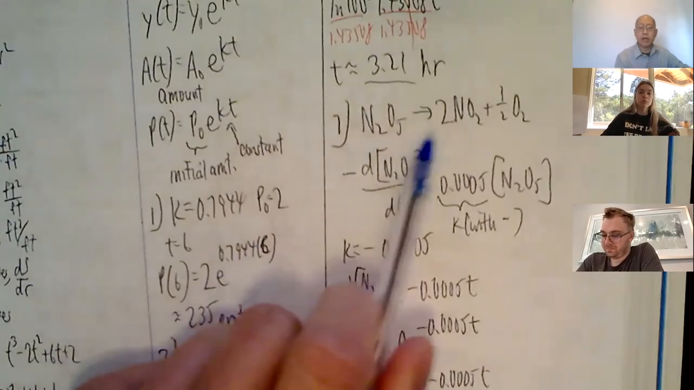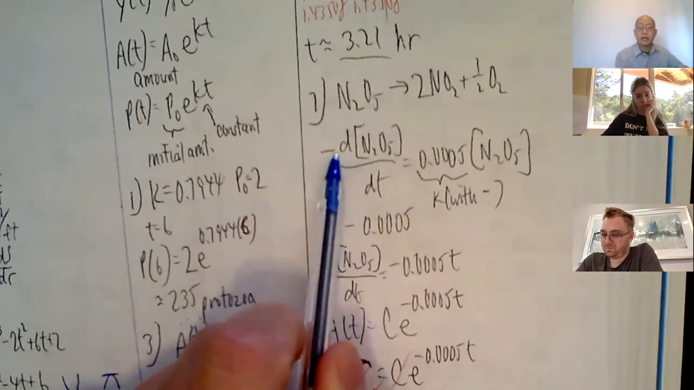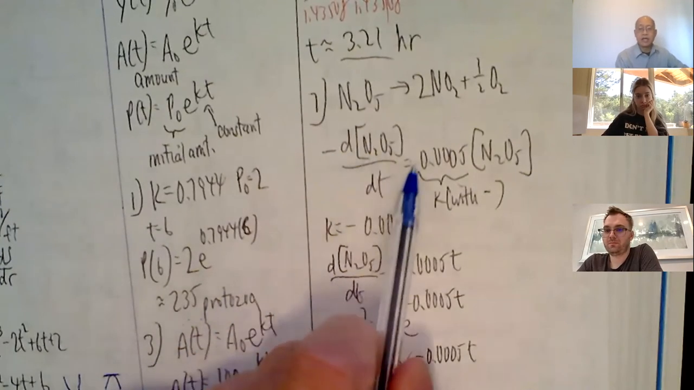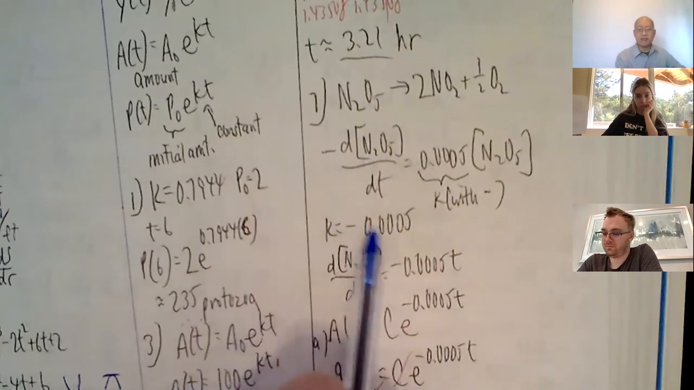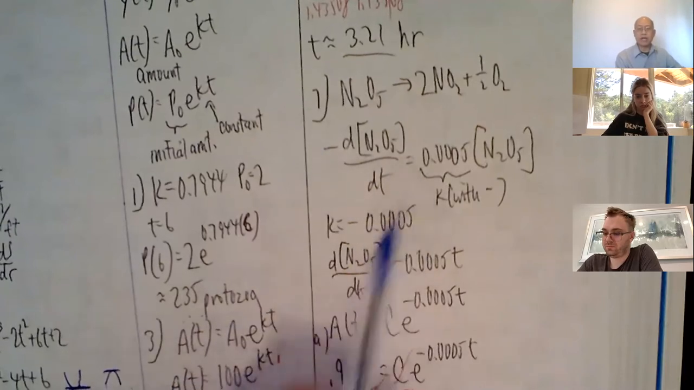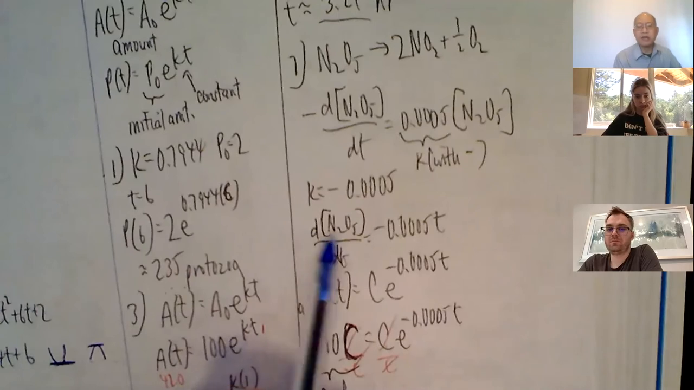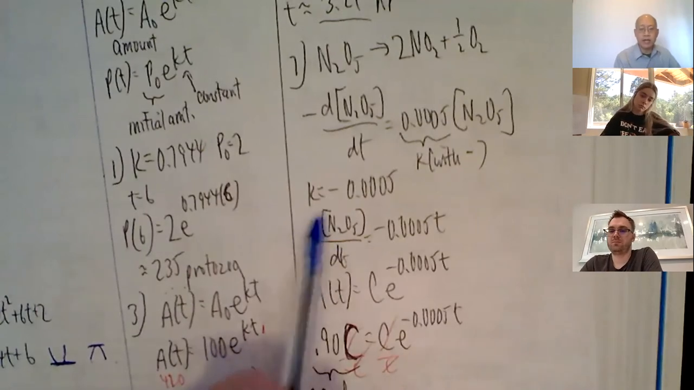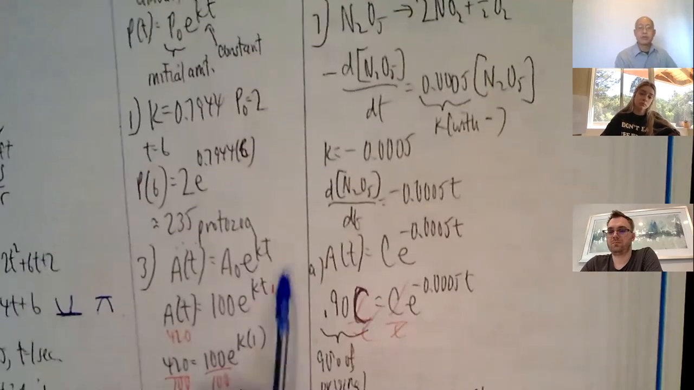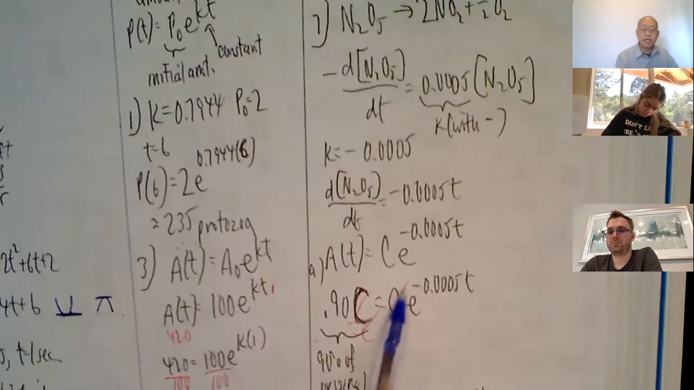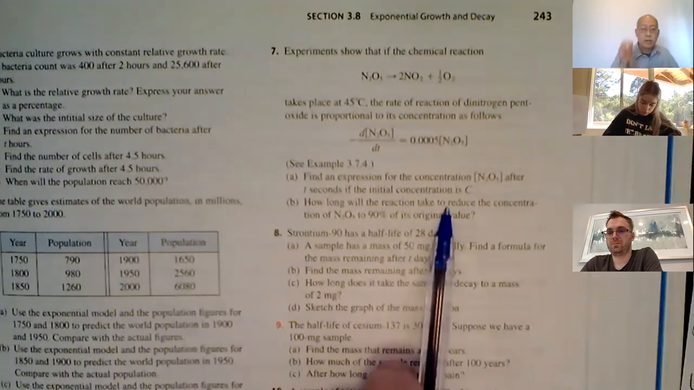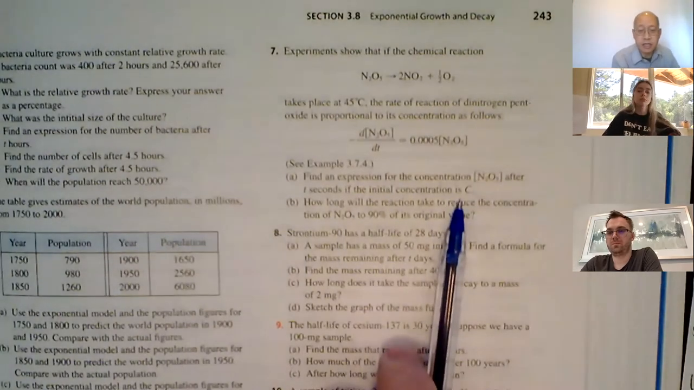All right, so I wrote the chemical reaction there. And negative d[N2O5]/dt, that's like dy/dt, equals 0.0005. They made it a little bit tricky by putting a negative here, but multiply both sides by negative 1, and it looks like this. So dy/dt, as it were, where y is the concentration of N2O5, is negative 0.0005 times y. This is the k. So here it is: A(t) is C e to the negative 0.0005t. C is the initial amount. You see the initial concentration is C.